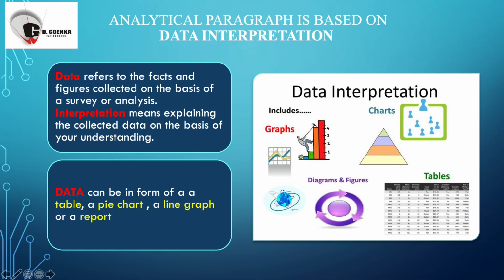Basically, this analytical paragraph is based on data interpretation. Well, data refers to the facts and figures collected on the basis of a survey or analysis. And interpretation means explaining the collected data on the basis of your understanding. So, for writing an analytical paragraph, data will be given to you in the form of graphical representation, which could be a table, a pie chart, a line graph or a report. So, you just need to make sense out of the graphical data and other forms of it.